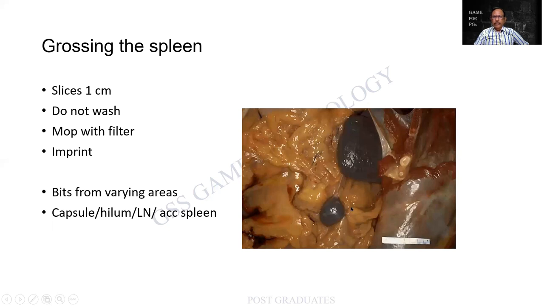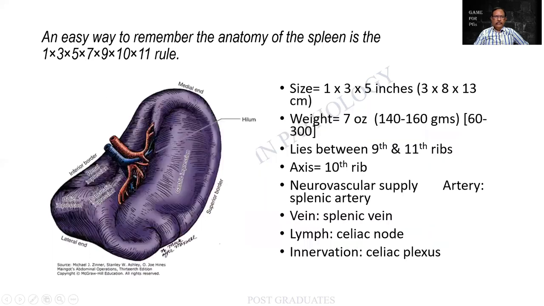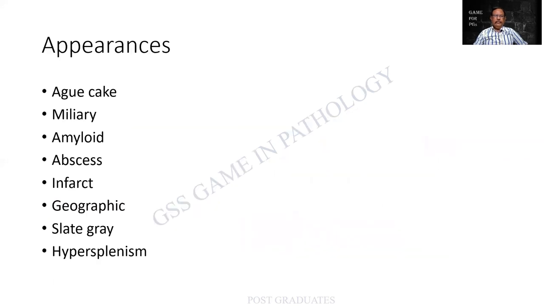This is a picture of a couple of accessory spleens that could be seen. An easy way to remember, I had shown you, go by it. And there is a purplish hue that is present. Pathology and appearances go hand in hand. A lot of appearances are there. Mirror image appearance, for example.